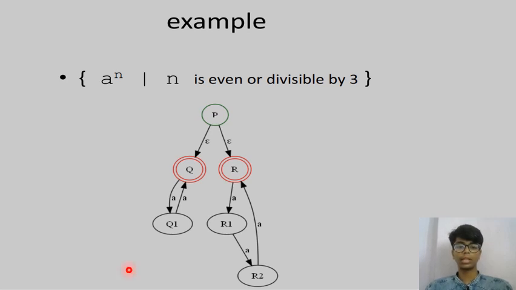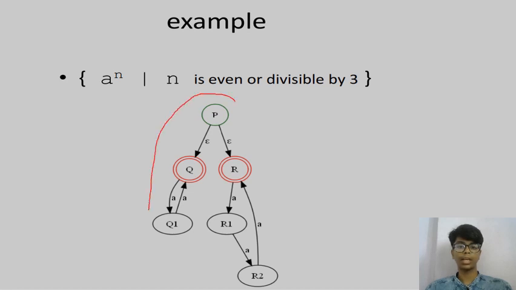So let us see an example. This language is a power n, where n is even or divisible by 3. So n is even. For example, n is equal to 6. n is 2, it is even. n is 3, it is divisible by 3. n is 4, even. n is 5, not divisible by 3.